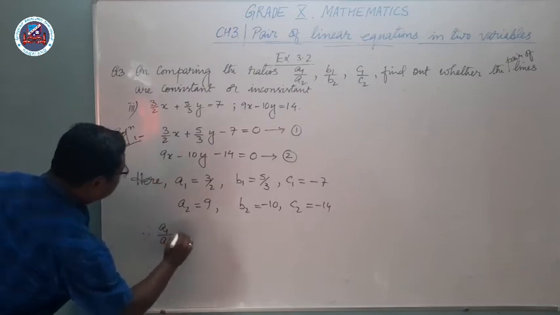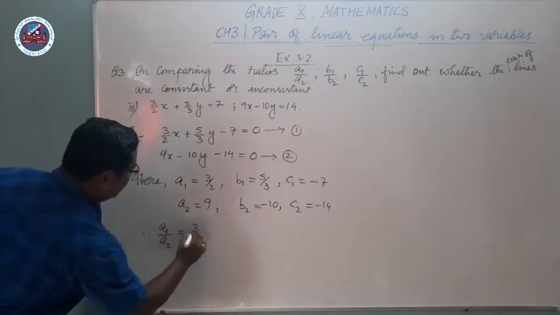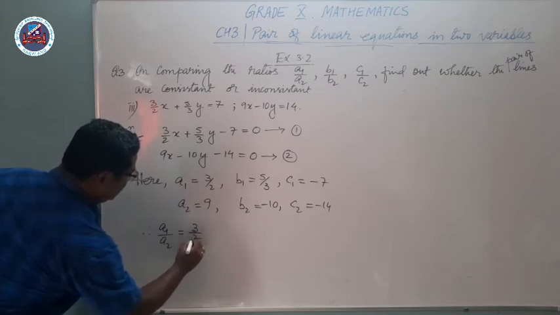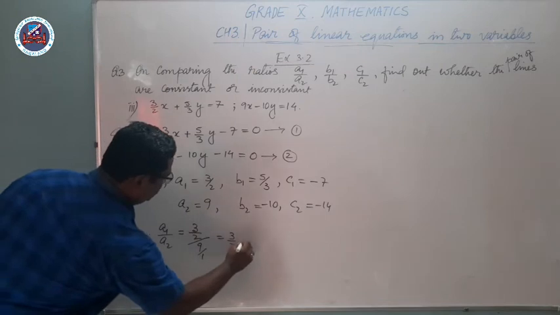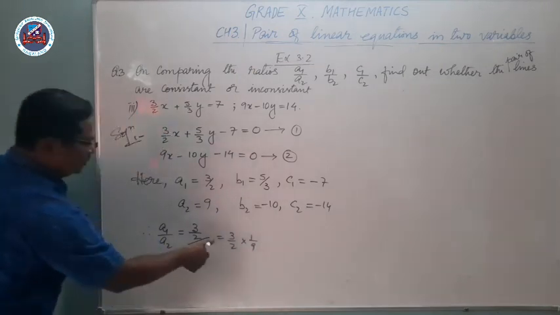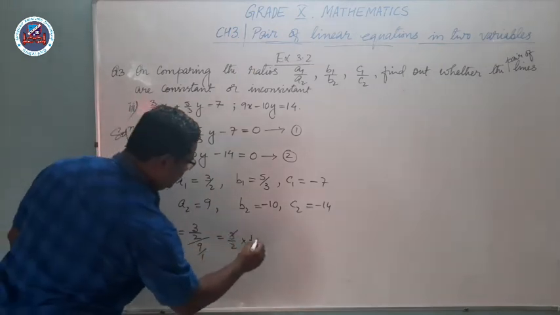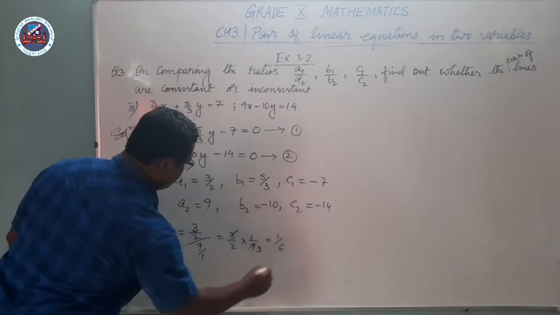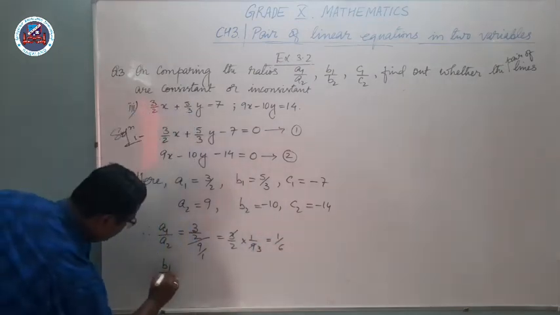A1 by A2, how much is it? See, 3 by 2 divided by 9. Divided by 9 is 9 by 1. So it will become 3 by 2 into 1 by 9. Reciprocate it. 3 3s are 9. 1 by 6.